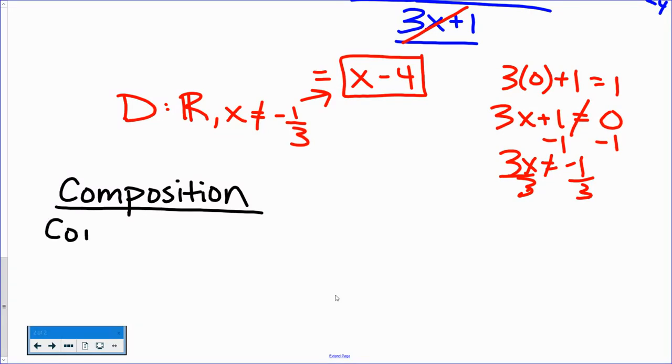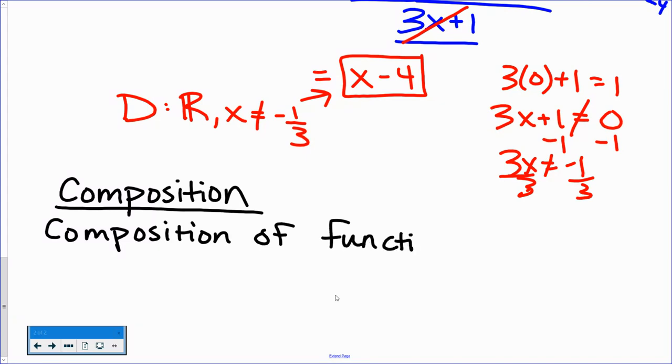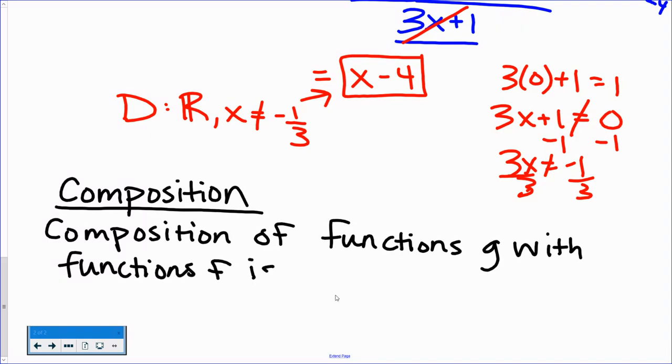So composition is written in a couple different ways. So if I say composition of functions g with functions f is written as g, and it's a little open circle. It's not a degree symbol. It's not a dot for multiplication. Okay, it is a small open circle is the symbol.